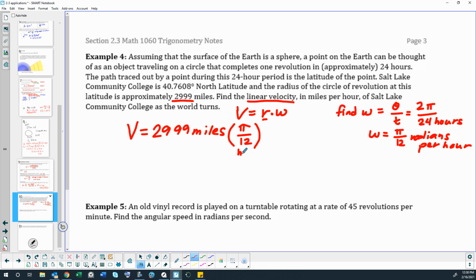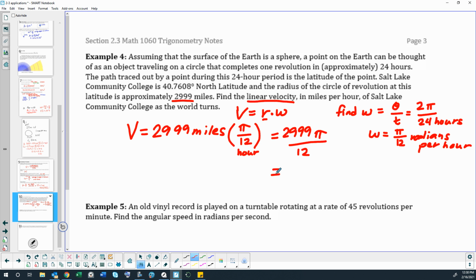If you want, you could put the hour unit. You don't really need the radians unit because radians is just directly related to the radius. So by putting the radius in there, using radians is what calculates this correct answer for us, because radians are a radius length. So it works out to our units being miles per hour without worrying about radians because of the radius. So we have 2,999 times pi, and then we divide by 12.